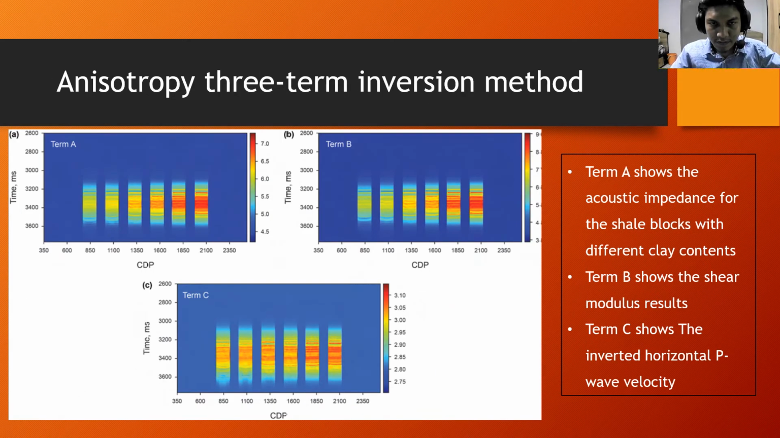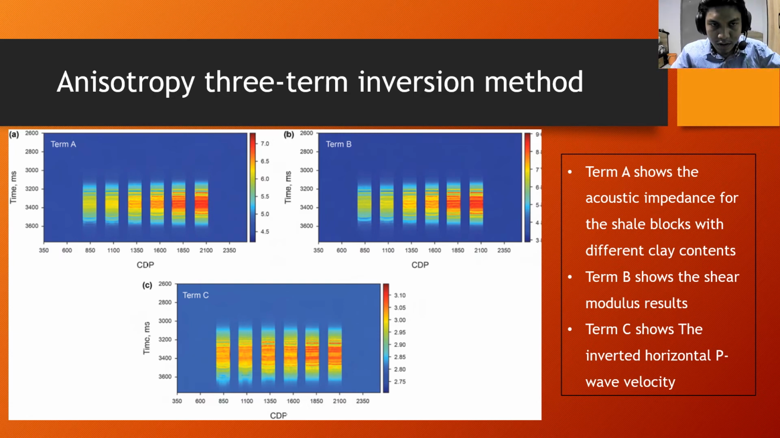So the objective for this study is to know the seismic response of the clayish shale and to estimate the shale elastic properties. And before we go through this result, note that all these results are only focusing on line 1, which is the shale blocks with different clay content.